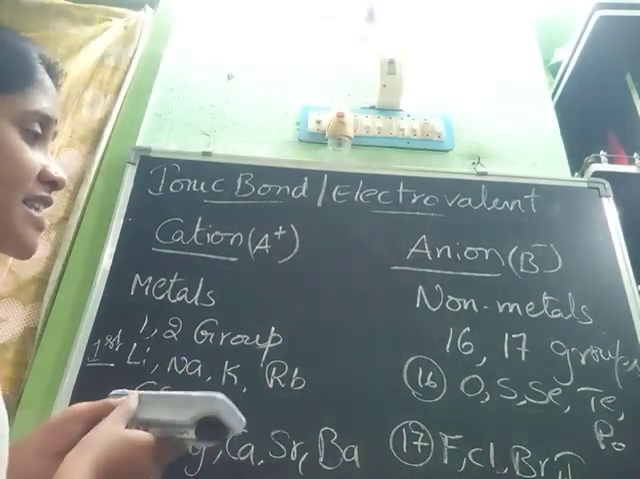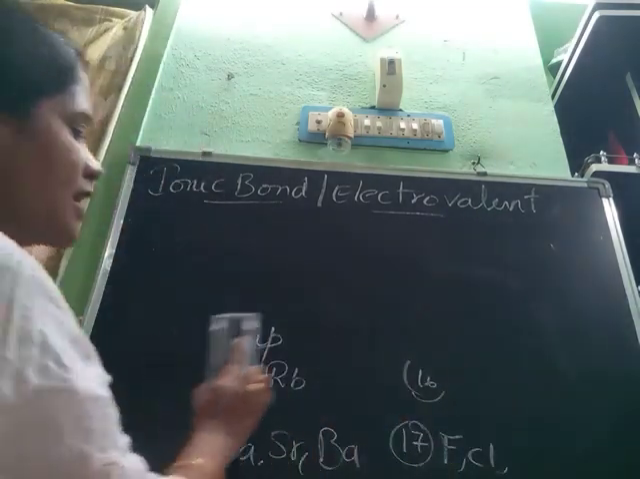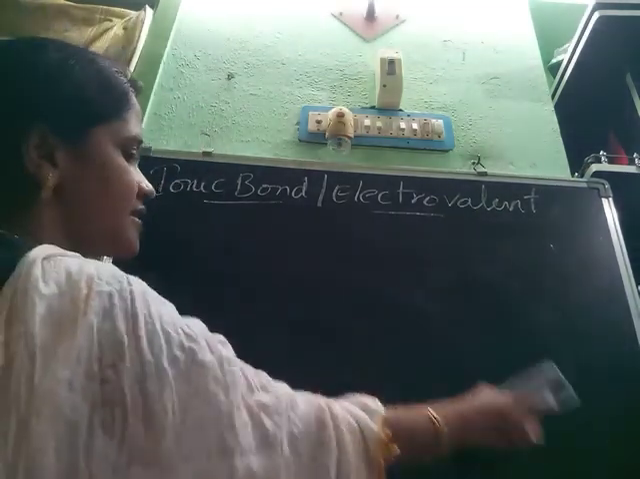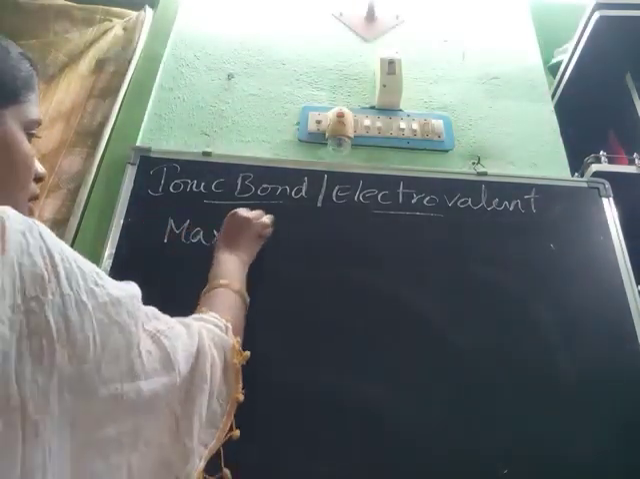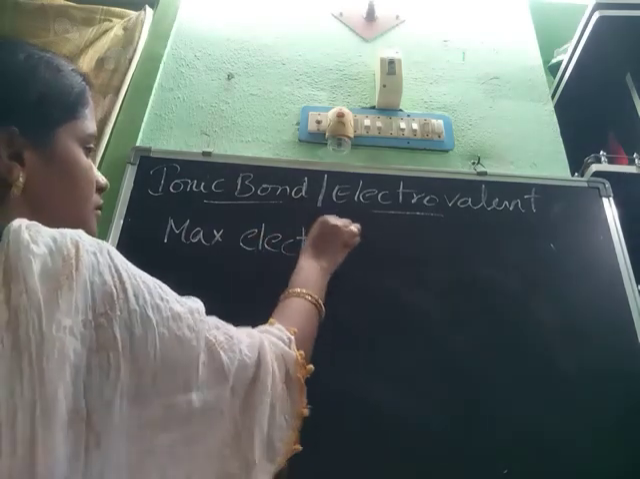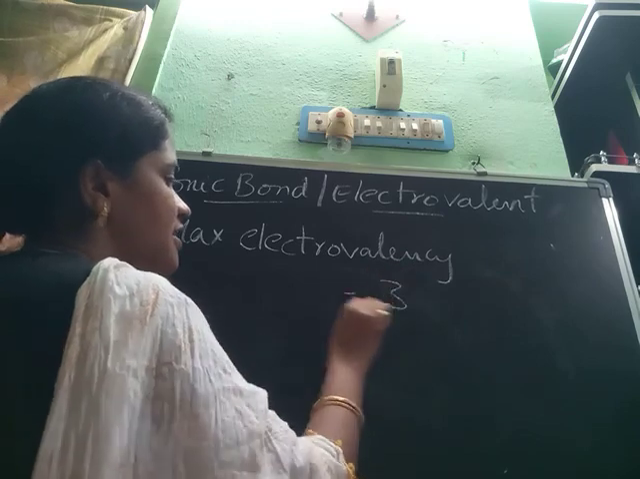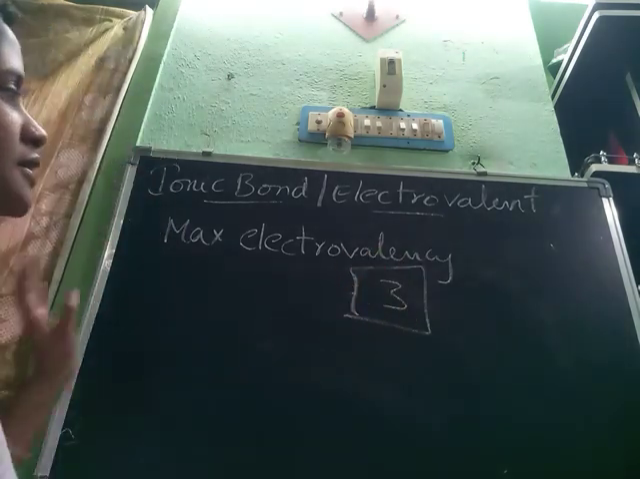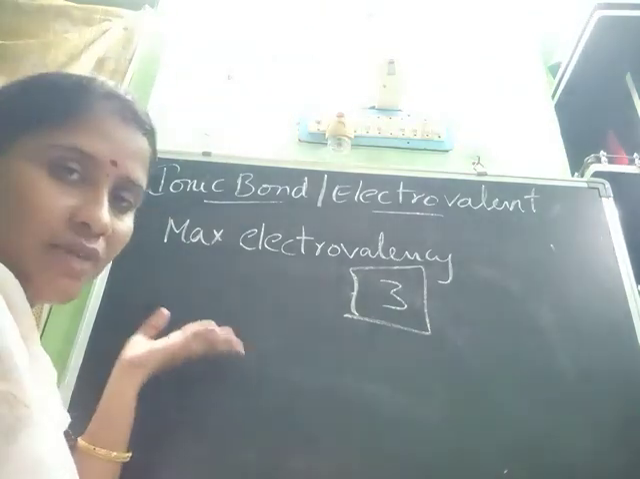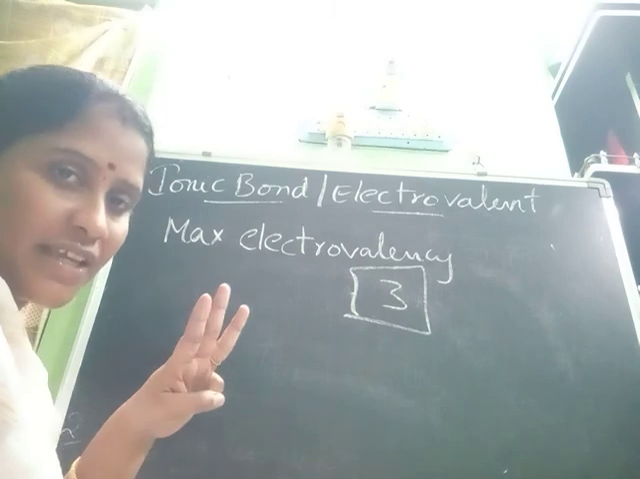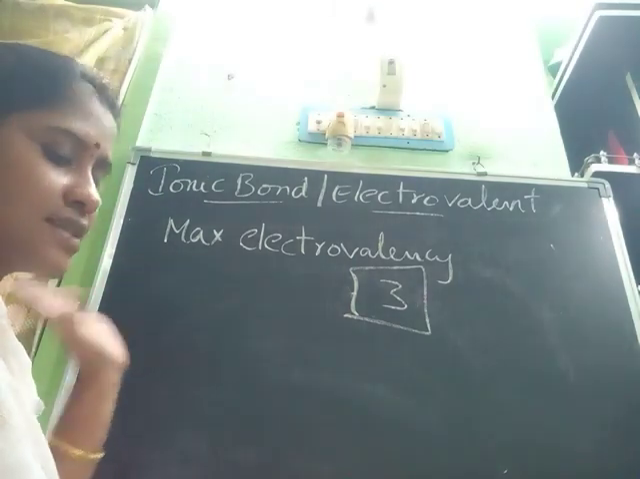And what is the maximum electrovalency in the ionic bond? The maximum electrovalency is 3. It's a very important point that will come in the JEE exam. The maximum electrovalency in the ionic bond is 3, for the first, second and third group.